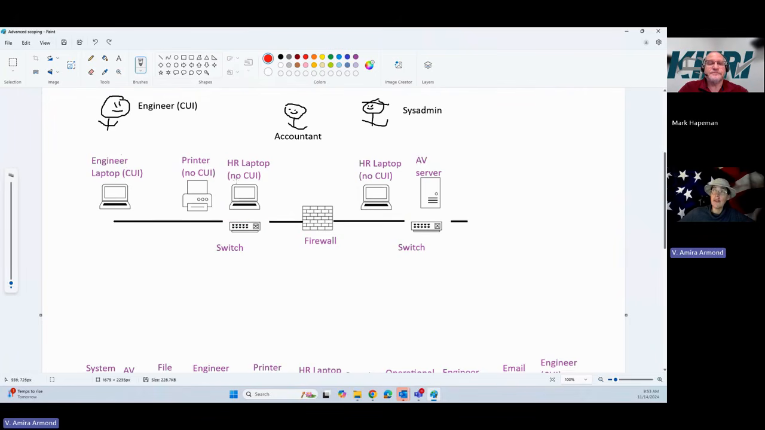Okay. But if you say, well, actually, we purposefully had CUI on there. We needed CUI on there to do the job. Right. Then that makes it a CUI asset.